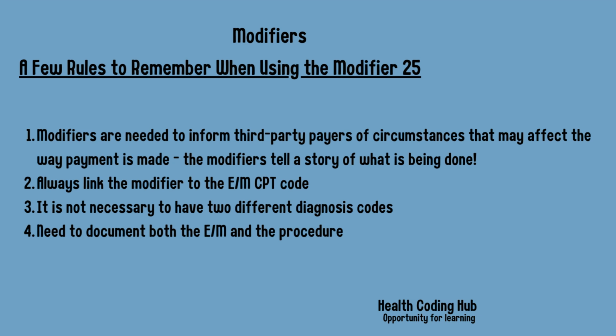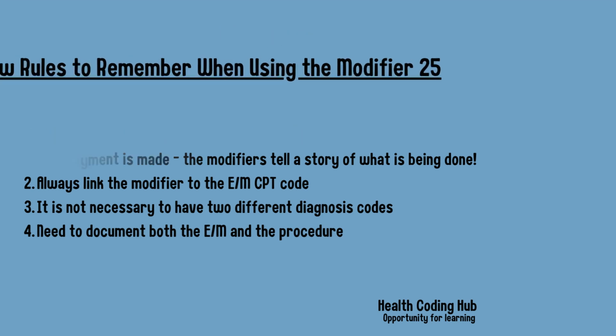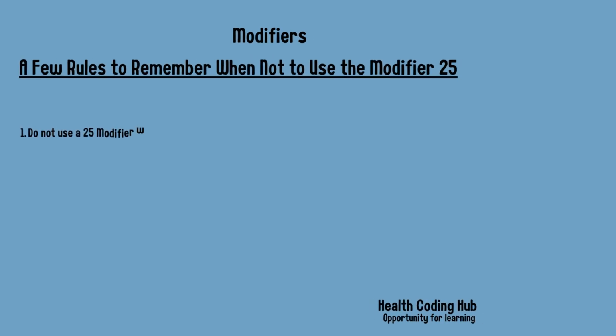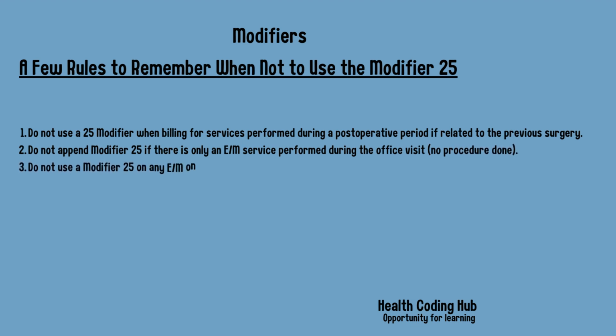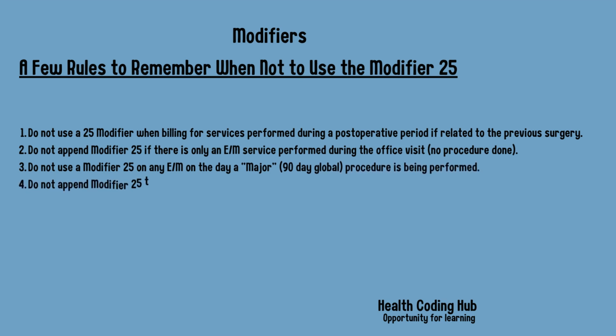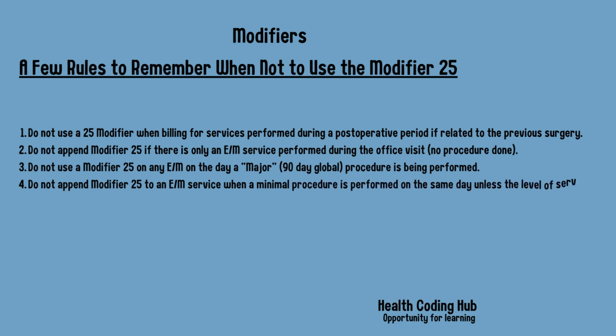Also, we have some rules for when we should not use modifier 25. Rule number 1: do not use modifier 25 when billing for a service performed during a post-operative period if related to the previous surgery. It means that if the patient has completed a surgery and during the global period visited for the same condition, we should not assign modifier 25 with the E&M service.